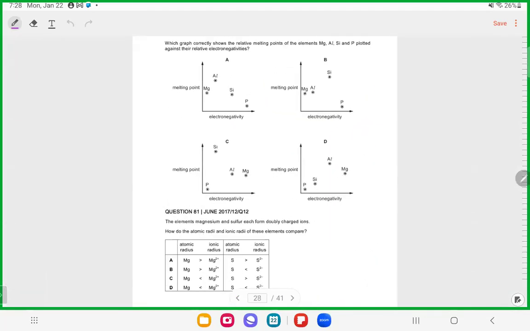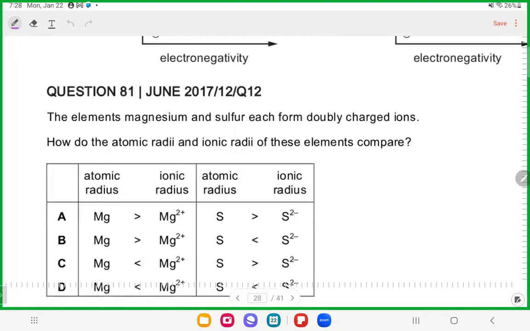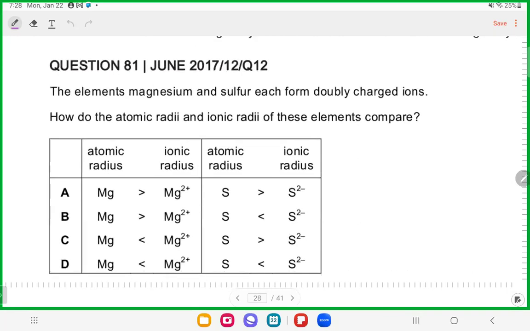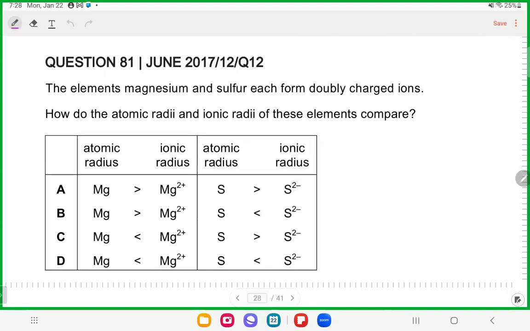Again, I'm not going to go through this graphical question more. अब आप खुद कवर अप करेंगे. The elements magnesium and sulfur form the doubly charged ion. ठीक है जनाब. How do the atomic radius and their... Okay. Now, magnesium and Mg2+. Which one is greater, Mg or Mg2+ ion? Mg is greater. So this one is correct and this one is correct. Done. Options C and D are wrong. Now, sulfur and sulfur 2-. Which one is greater? Good. Excellent. So B is the right answer.